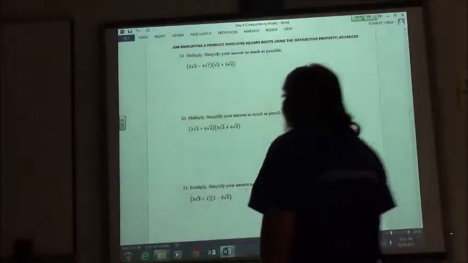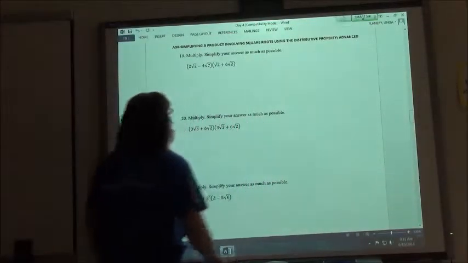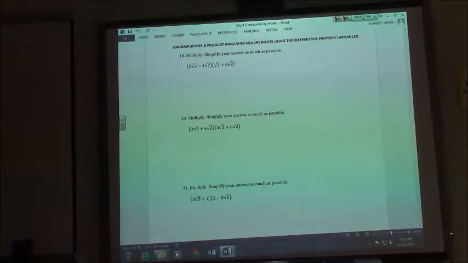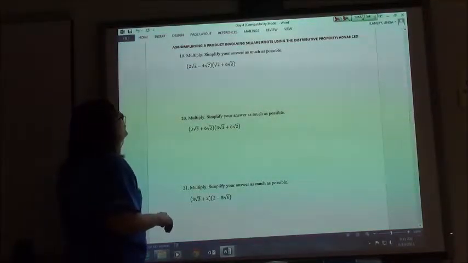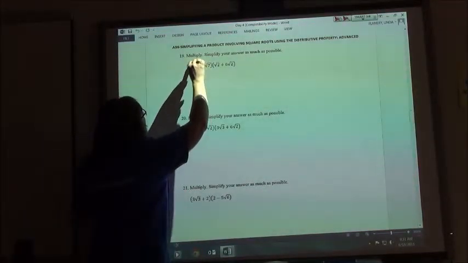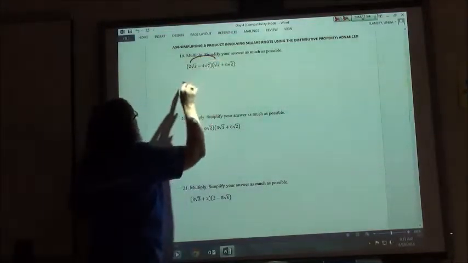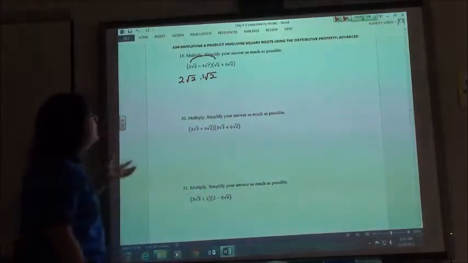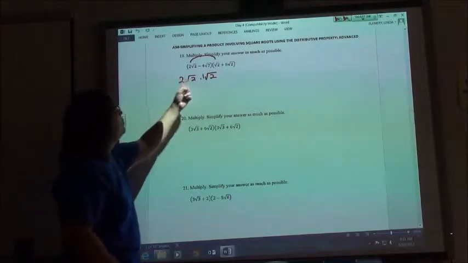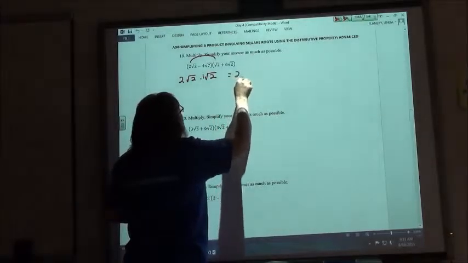19, 20, and 21 are simplifying the product involving square roots. We're actually doing the foiling stuff that we have done in the past, just that we have square roots. So when we multiply, we're going to start off with 2 square root of 2 times the square root of 2. If you want to think of the square root of 2 as 1 square root of 2, that's perfectly fine. 2 times 1 is 2.